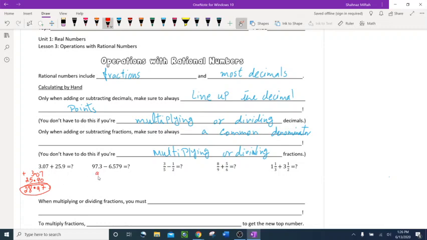Let's try this. Line up the decimal because I'm subtracting. So 97.3, and I have a decimal right there. I have 6 here and 5.79. You see 79 on top of 79, I don't have any numbers, so I can put zeros there and you're completely okay.